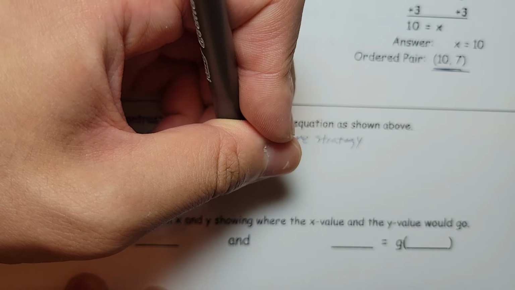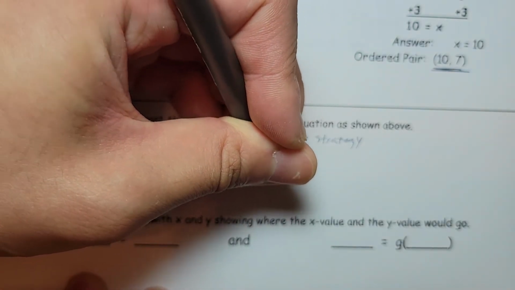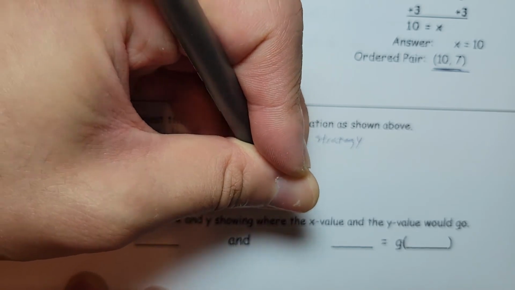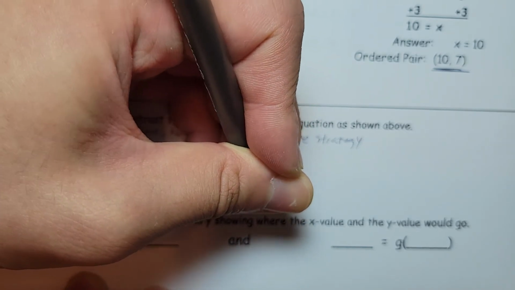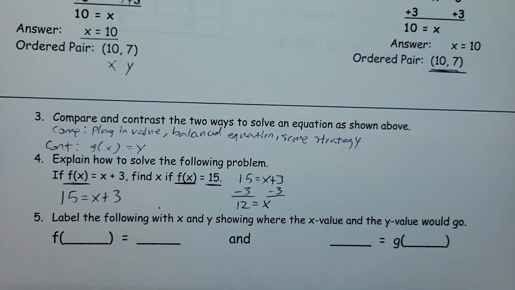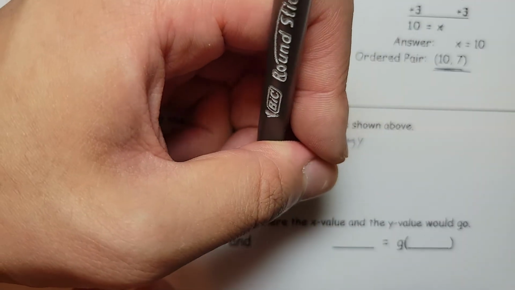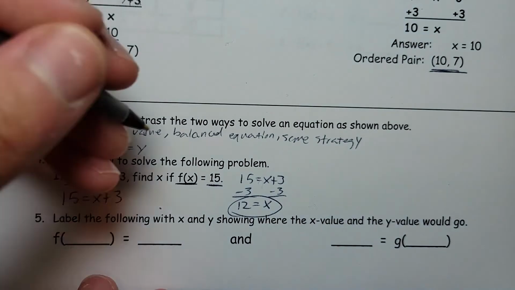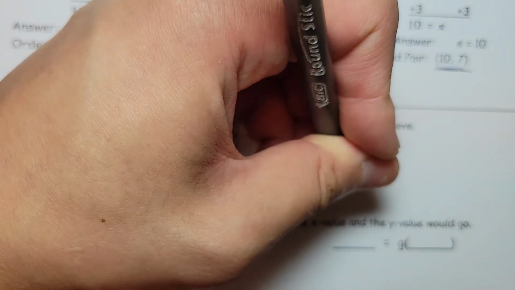Let me just rewrite here. Here's my work. Ran out of room on the other side. So we were able to find that x equals 12, and in our ordered pair, 12, 15.